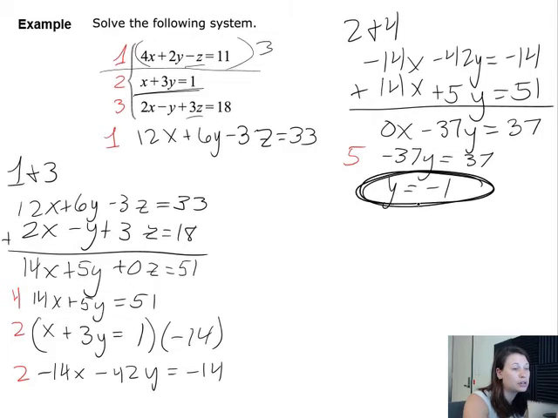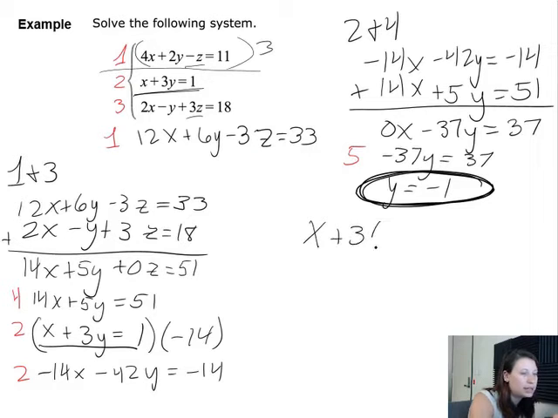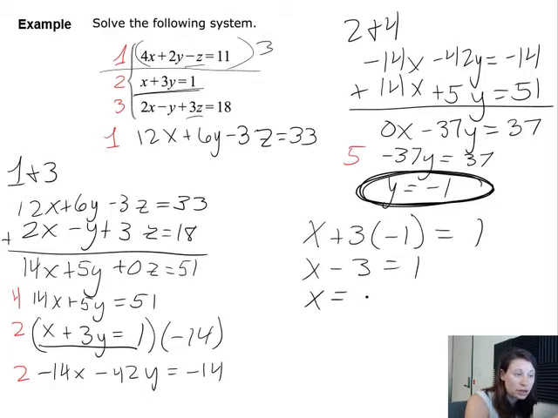There's our first solution, right? So now let's go back to the very first version of 2 to plug in because it's nice and simple looking, right? So then we get x plus 3 times negative 1 equals 1. So x minus 3 is equal to 1. So x is equal to, let's see, add the 3, so we get x is 4.